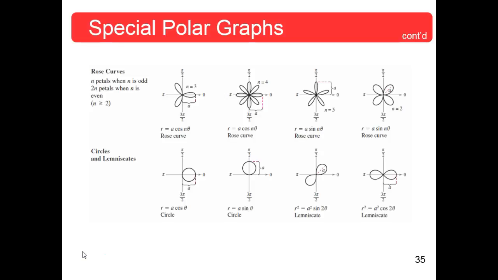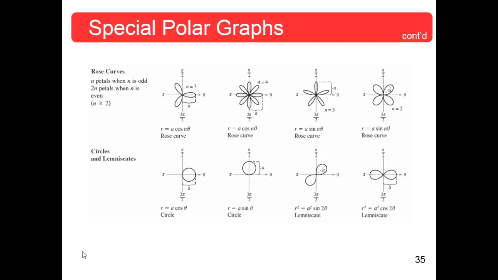Now, circles and lemniscates. r equals a cosine theta is going to be a circle of diameter a whose left-hand side is at the origin. With a sine theta, then a will be the diameter again, but the bottom base will be the horizontal axis. And lemniscates are then r squared equals a squared sine 2 theta or cosine 2 theta.